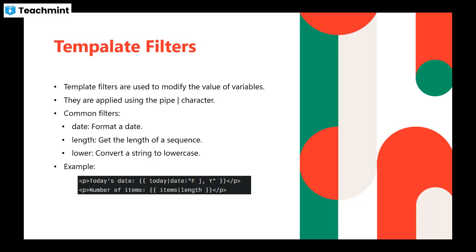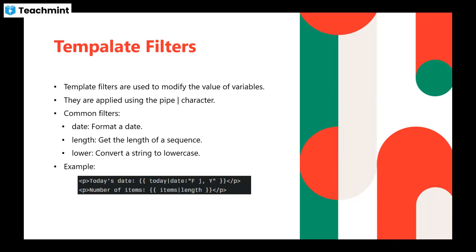There are several filters like date, length, lower. Length will return the length of items. In Python we have the length function, right? Using the length function, we can find the length of our list, tuple, or dictionary items. Similarly we have the length filter here. Filters can be applied after a variable: you apply a pipe symbol, and after the pipe symbol you can apply the available filters.